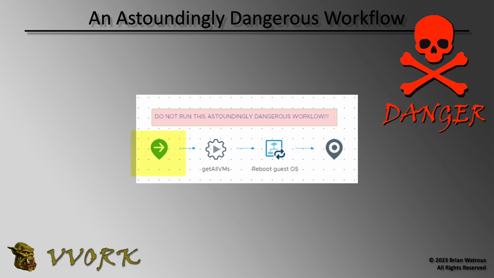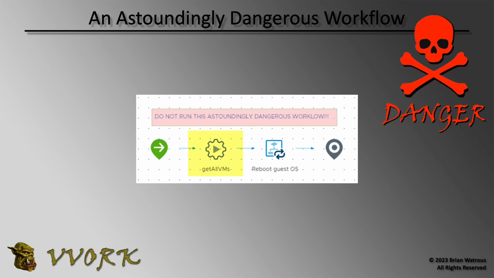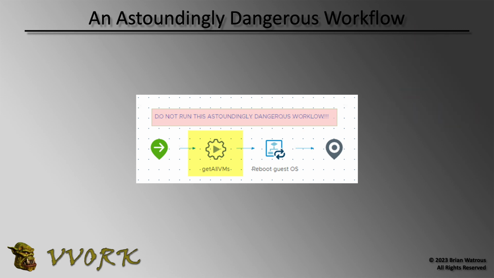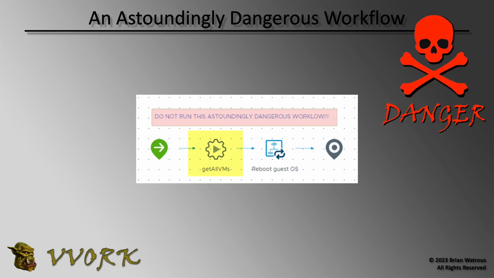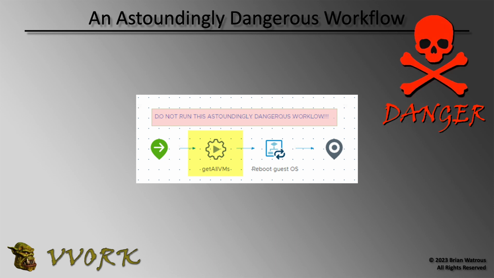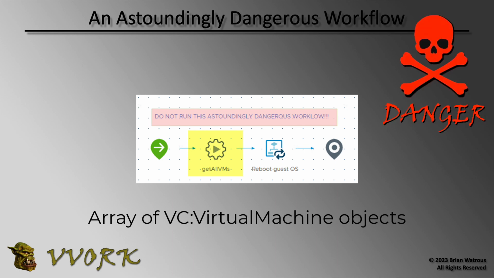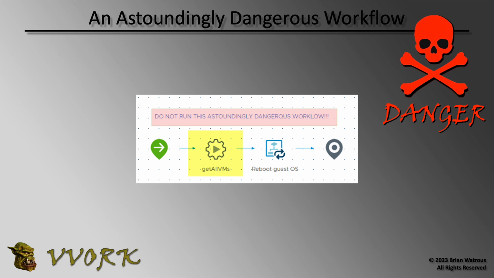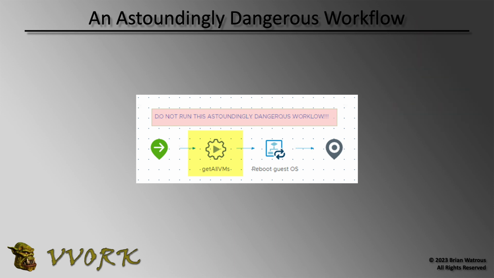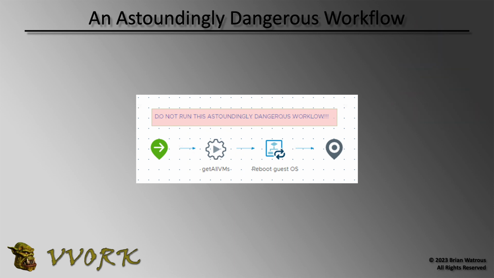At the beginning of the workflow, we have our start schema element, followed by an action called get all VMs. That action, as its name suggests, will go out and find every single virtual machine throughout your entire infrastructure. And that action will return all those VMs as an array of virtual machines. Or to be more specific, it'll return an array of VC:virtual machine objects. So the action produces an array of virtual machines, and then through the magic of binding, we feed that array of virtual machines into the next schema element.